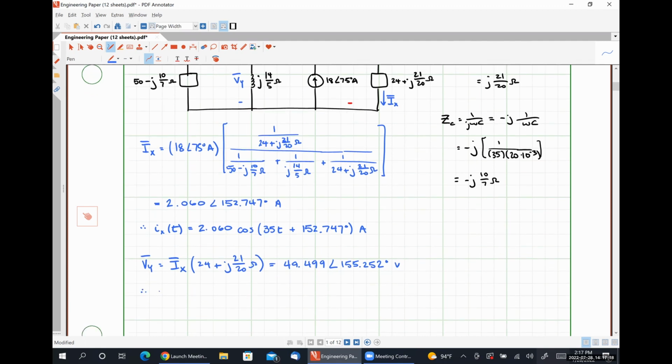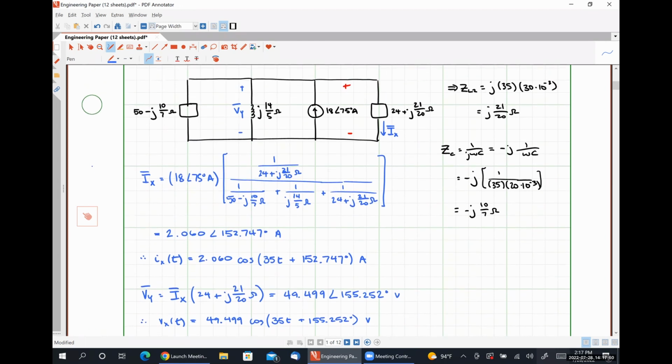And from here, we could say that Vy of t is simply equal to 49.499 cosine 35t plus 155.252 degrees volts.